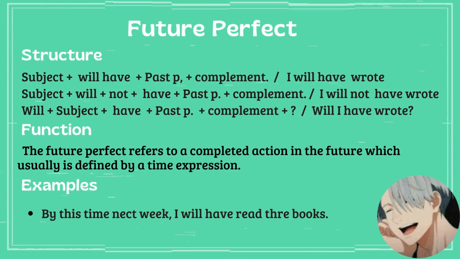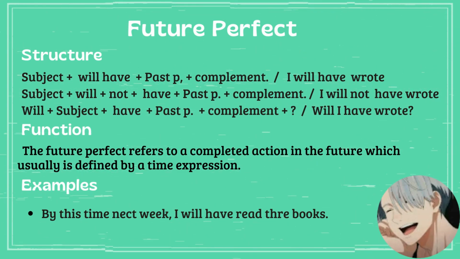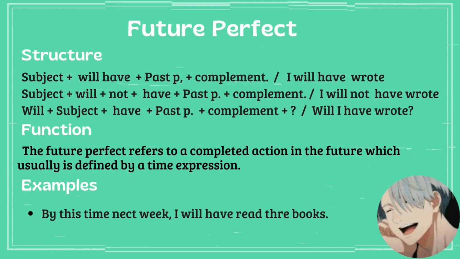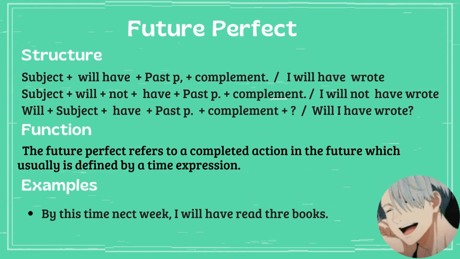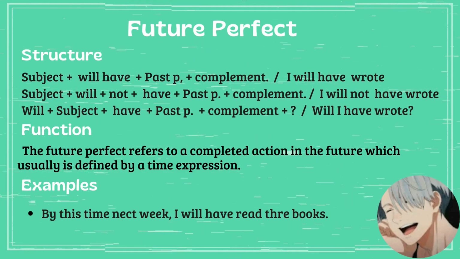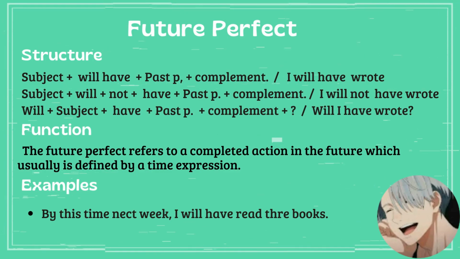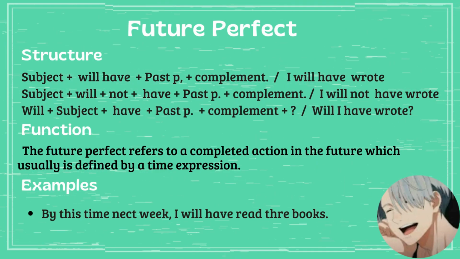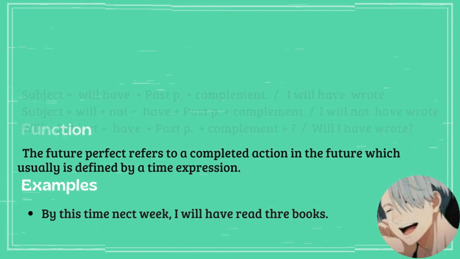And the question: firstly, we use will, then the subject, then have, then past participle, and finally the complement, and obviously the question mark. Example: will I have written? Function. The future perfect refers to a completed action in the future which is usually defined by a time expression. Examples: by this time next week I will have read 3 books.